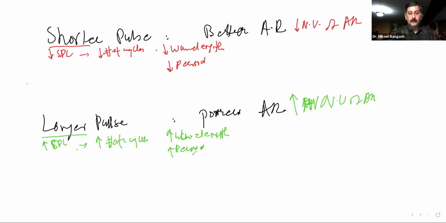Which, due to a greater period, will have a greater wavelength. Greater wavelength will have a longer spatial pulse length, greater numerical value of the axial resolution, and more likely a poorer axial resolution.